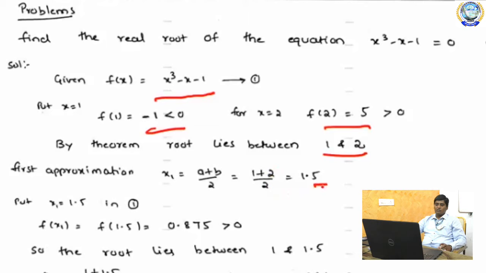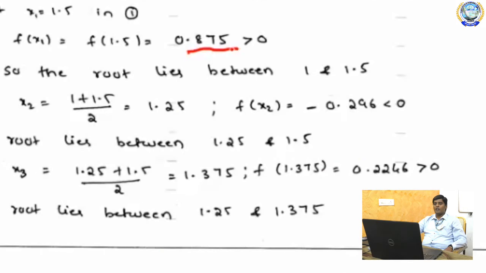I have to check whether 1.5 gives a positive value, a negative value, or equals 0. If I get 0, then it is an exact root. Otherwise, if I substitute 1.5 in the given curve equation, we get 0.875, which is a positive value greater than 0. So the root lies between the negative and positive values. The negative value is 1 and the positive value is 1.5. So the root lies between 1 and 1.5.